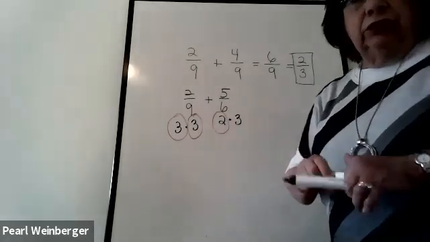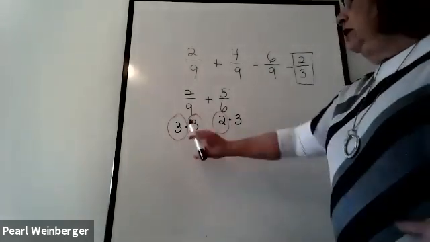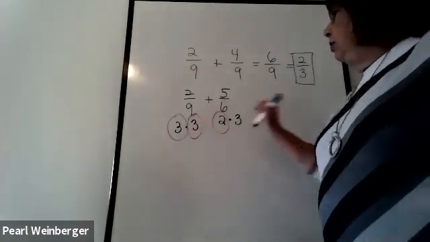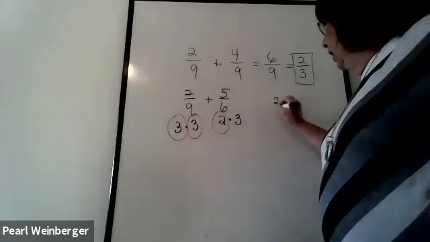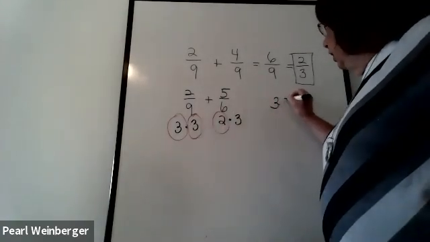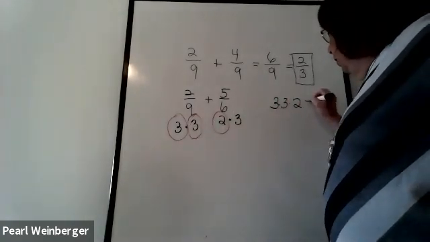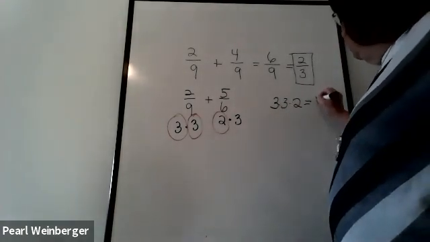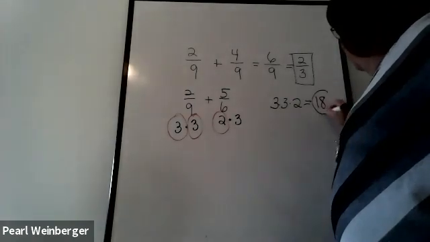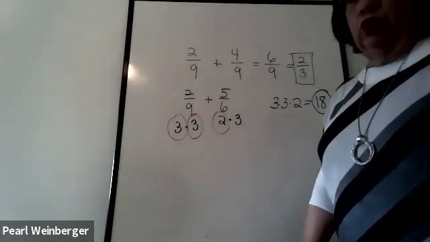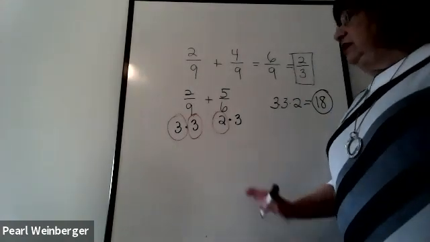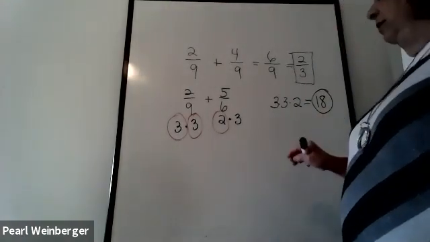I have now circled all the different factors of the denominator. Take those numbers, the 3, the 3 and the 2, and multiply them together. 3 times 3 is 9, times 2 is 18. 18 is your LCD. Your least common denominator is 18.